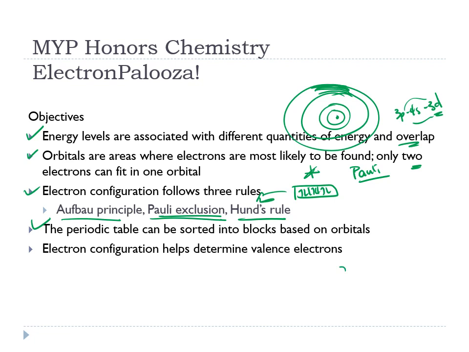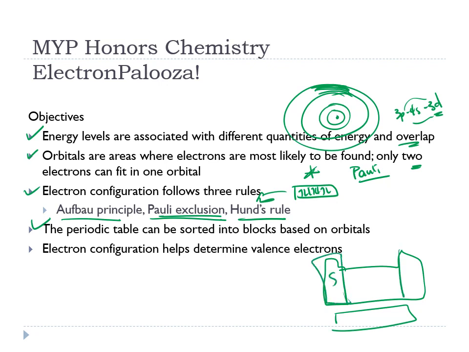So periodic table kind of looks like this. That's a very, very sad rendering of the periodic table. This is S, this is P, this is D, and this is F. Those are the blocks of the periodic table.